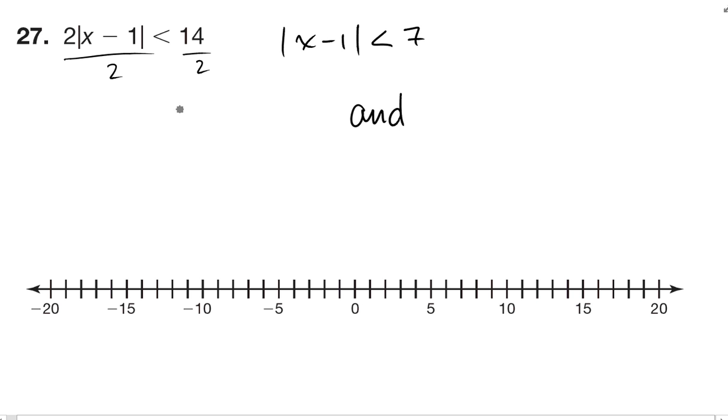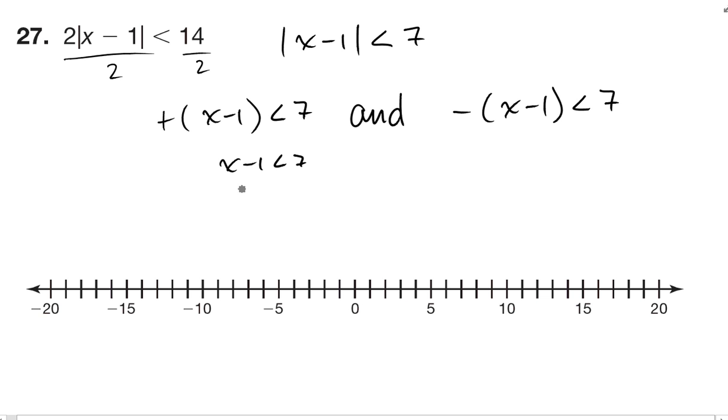Same exact thing I'm going to do. I'm going to write the plus case. X minus 1 is less than 7. And we're going to consider the opposite of that. Over here on the left-hand side, I drop my parentheses. X minus 1 is less than 7. Therefore, x must be less than the number 8.